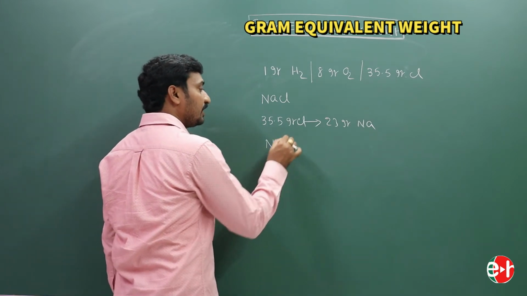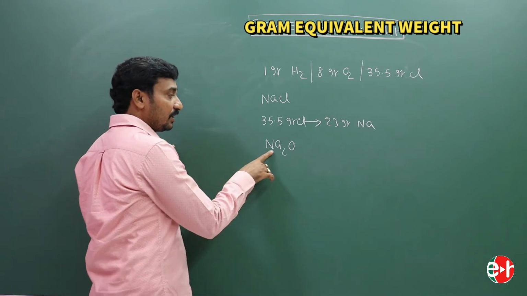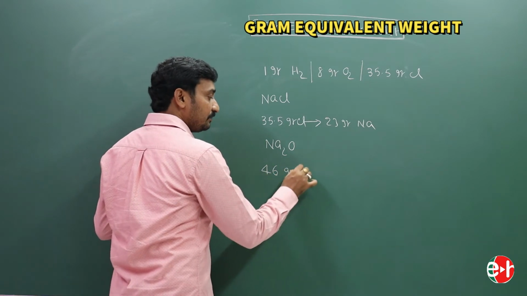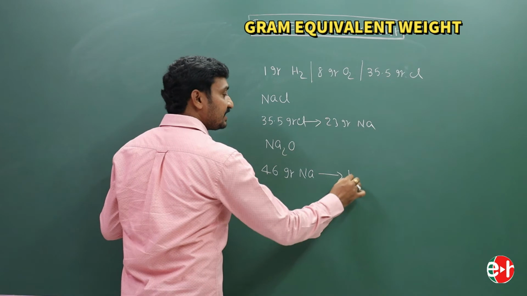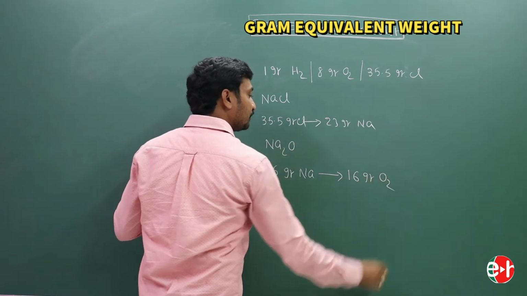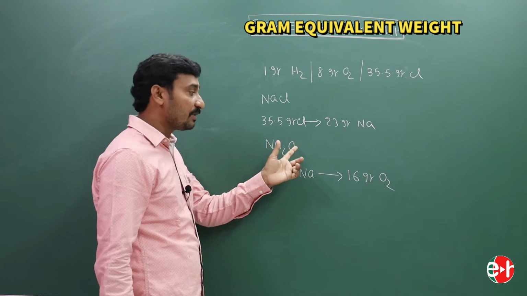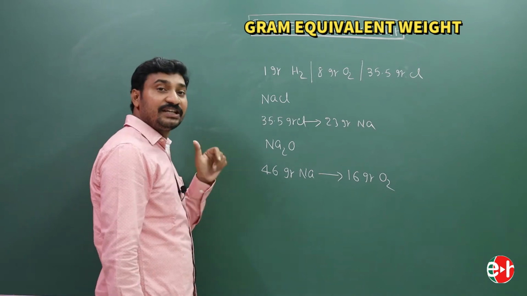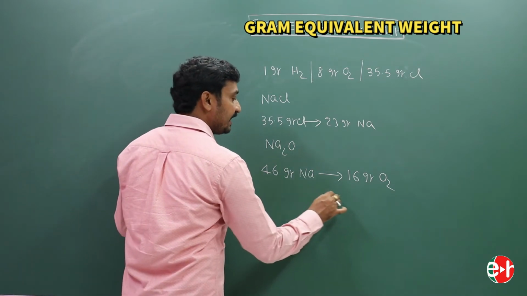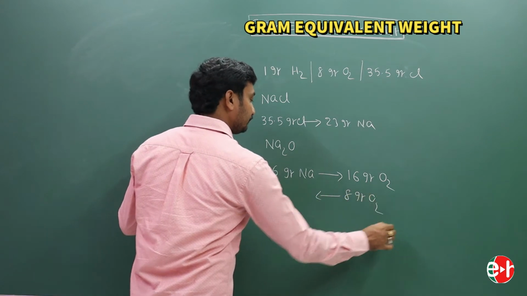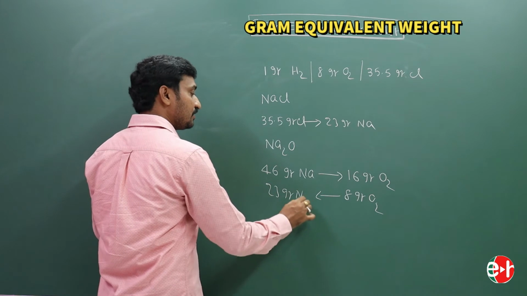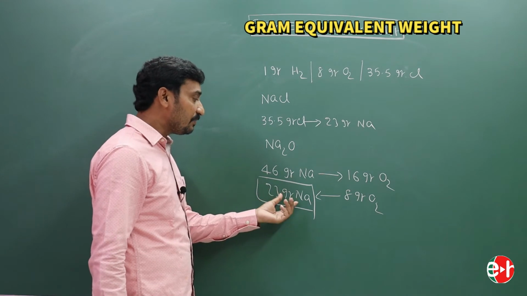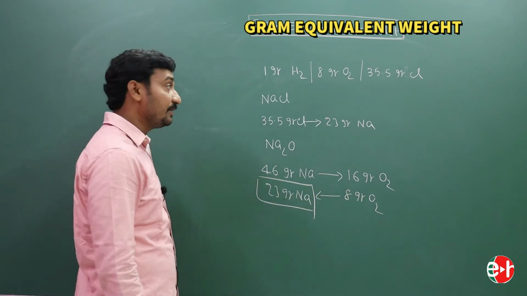Na2O. In this one, sodium is 23 into 2, that is 46. 46 grams sodium combined with how many grams? 16 grams oxygen, O. Here oxygen atomic weight is 16, no? Now, according to the definition, we need the weight of the element that combines with 8 grams of oxygen. 46 grams of sodium combines with 16 grams O, so with 8 grams O, it is 23 gram Na. So the equivalent weight of sodium here is 23, because the weight of the element that combines with 8 gram oxygen is 23.